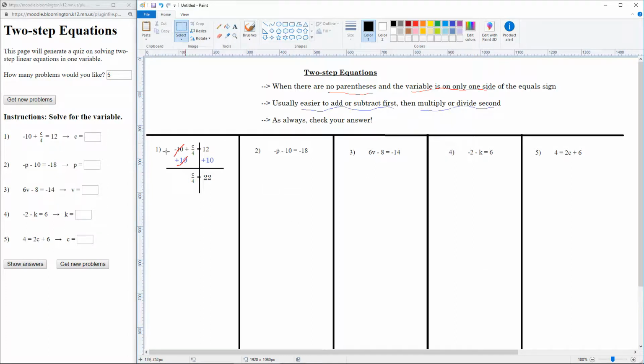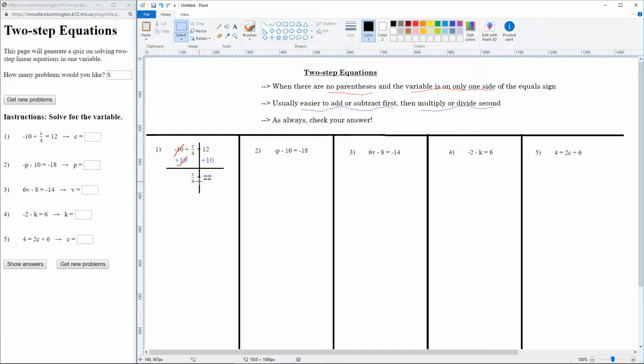As a result, on the left side of the equal sign, we're just left with positive c over 4, which we can just say c over 4. If it was a negative, we would need to keep the negative. If it was a minus, we would need to keep the minus. On the right side, we had 12. Now we're going to add 10. We're at 22. And we've gotten rid of the negative 10 we originally had.